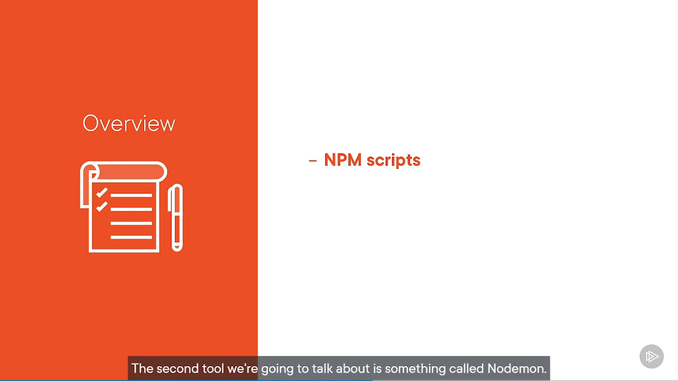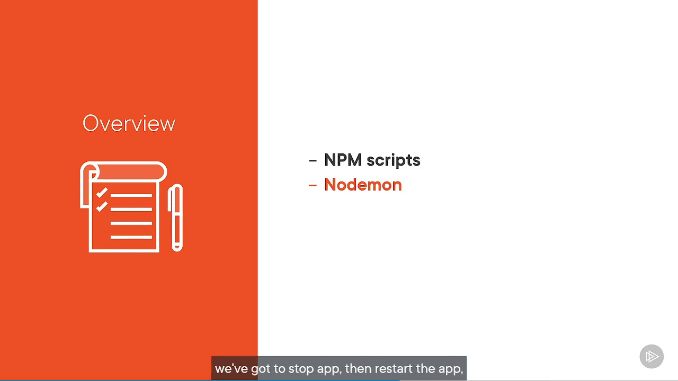The second tool we're going to talk about is something called nodemon. Right now, every time we change some code, we've got to stop the app, then restart the app. So we're going to implement a tool called nodemon that's going to monitor our application and do some automatic restarts and things like that.